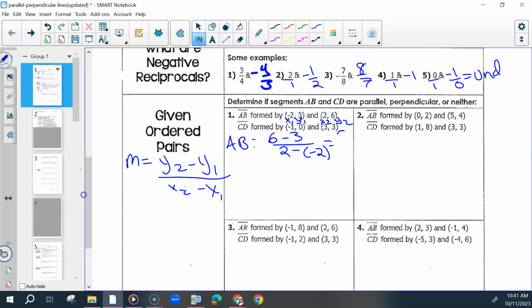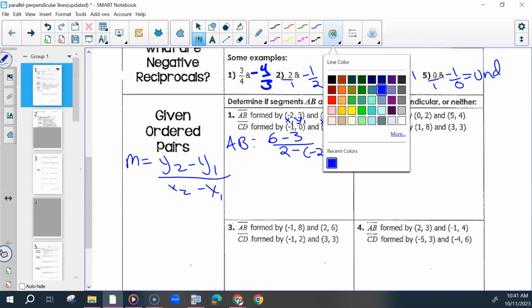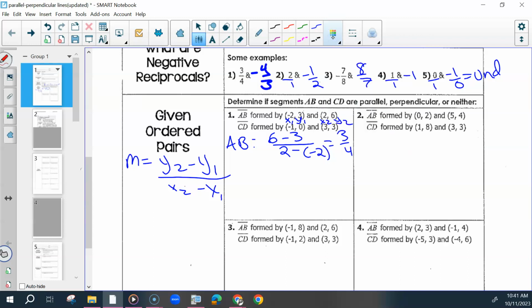3 over 4. Right, then we're going to do the same thing for CD. Label that x1, y1, x2, y2. So this would be 3 minus 0 over 3 minus a negative 1. And let's subtract. 3 over 4. And now we're looking at the slopes.